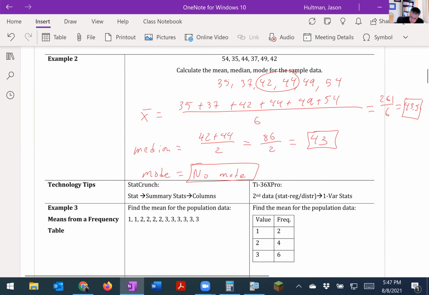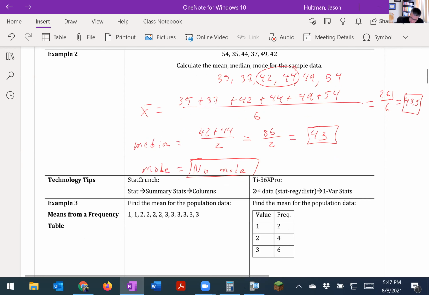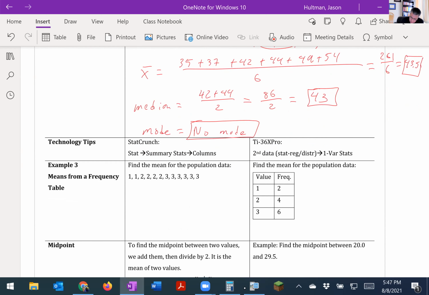Okay, we can use technology to help us solve some of this stuff. We'll go through and look at how we would use StatCrunch or the TI. They have the TI-36X Pro here, but I'm going to use the TI-84 in this class. I have both of those on my computer here.